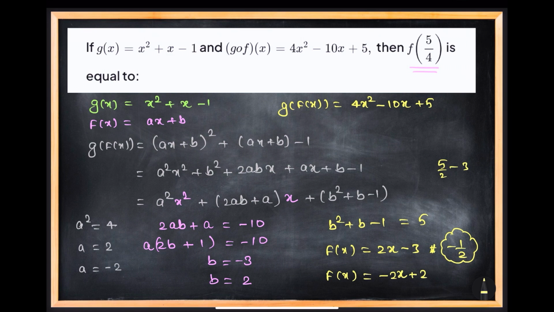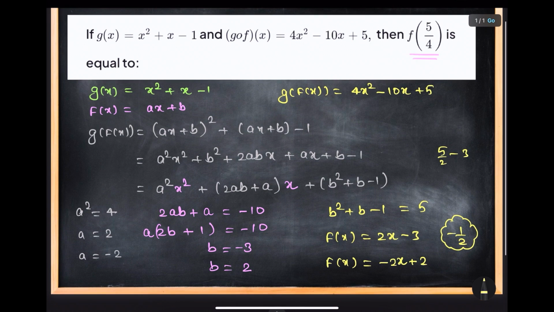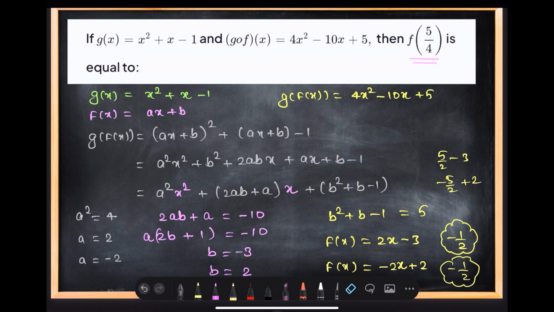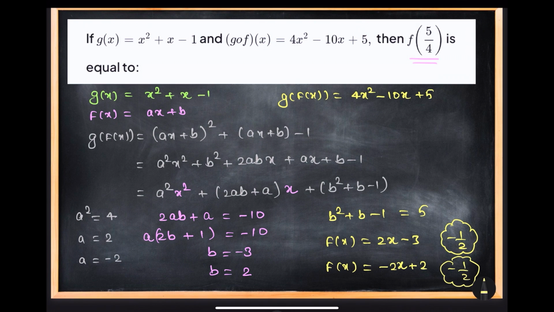So the required value is minus 1 by 2 in the first case. And if we talk about the second case, let's look at how it will proceed. If x is 5 by 4, it is minus 5 by 2. So minus 5 by 2 plus 2. Again we got minus 1 by 2. So in both situations, you are getting the same value for f of 5 by 4, that is minus 1 by 2. Okay, I hope till this part you guys are okay and you can handle similar situations.